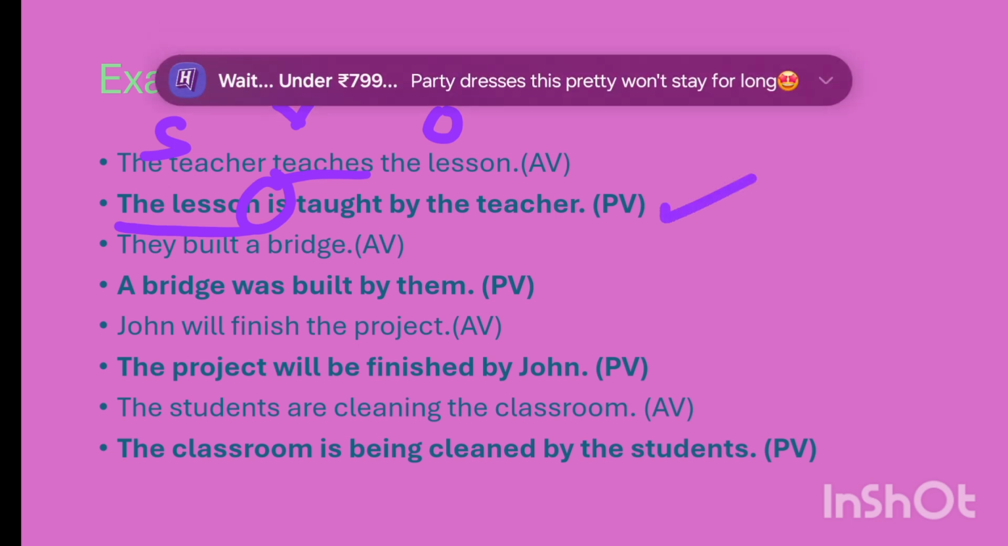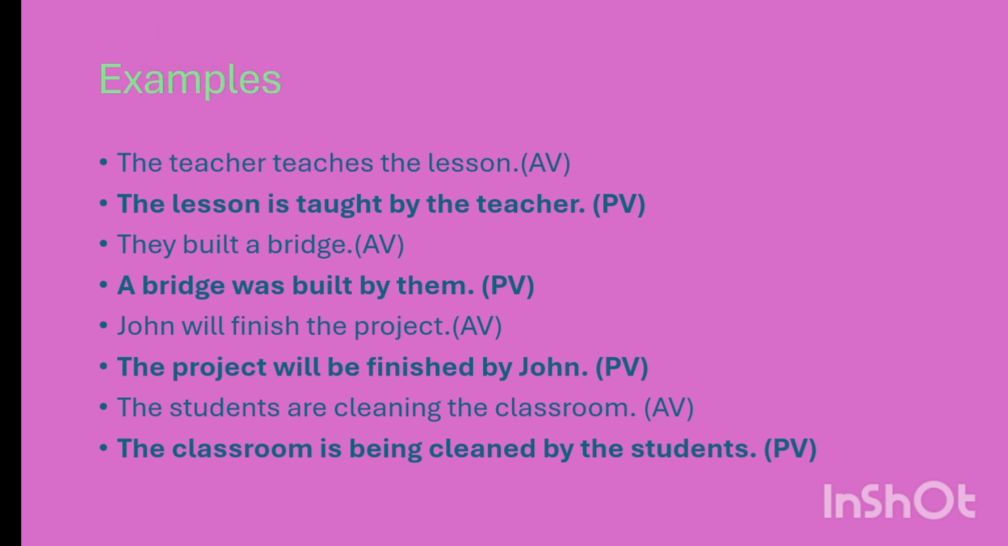They built a bridge. Built is the third form, the past tense of build. Okay. So, they built a bridge. A bridge is the object, they is the subject, built is the verb. So a bridge will come first. Bridge is singular in number and it is in the past tense, so was. A bridge was built by them.